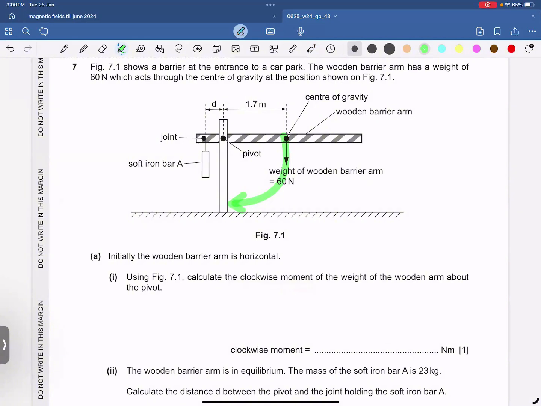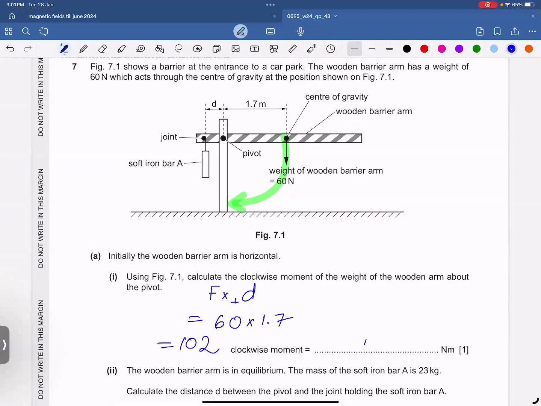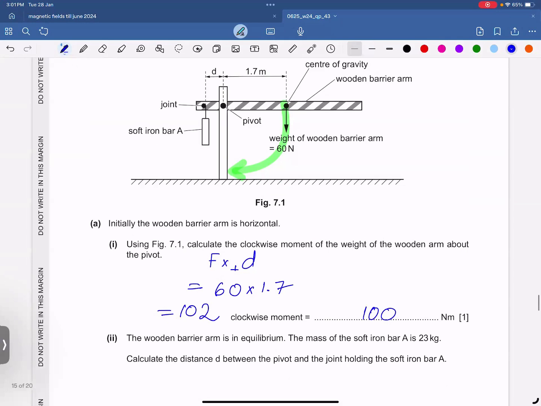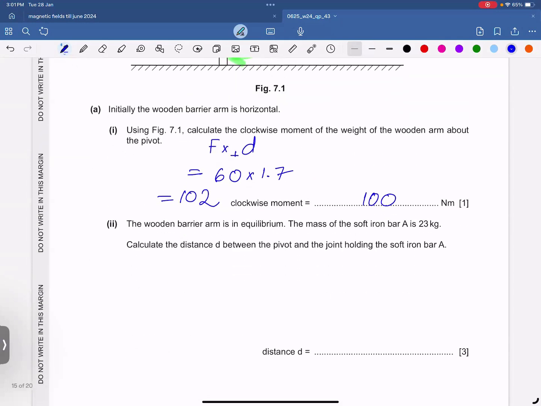So force multiplied by perpendicular distance. Force in this case is 60 multiplied by 1.7, which comes to 102. I will round to 100 because it's 3 significant figures. There's no other way to round less than that. The wooden barrier is in equilibrium.